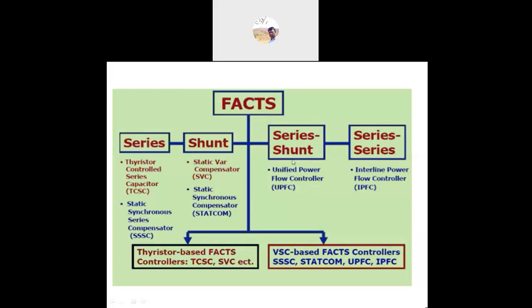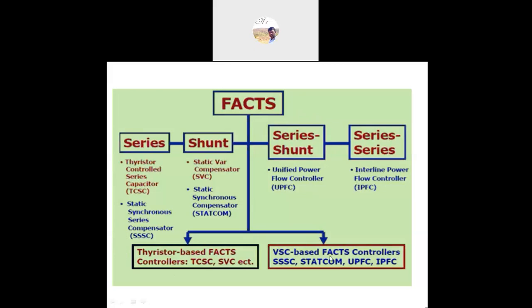So which one injects the voltage, and which one injects the current? That will be discussed in the next slides. Here these are the devices where one device does both: it injects the current and injects the voltage. For series-shunt devices, that is called a UPFC, unified power flow controller.